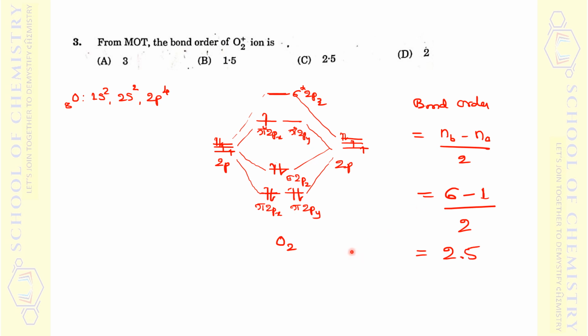Otherwise also, straight away this can be worked out. If you know that the bond order of oxygen molecule is 2, and to create the O2 plus species you are removing 1 electron from the pi star antibonding molecular orbital, then removal of 1 electron from an antibonding molecular orbital increases the bond order by 0.5. From that factor also you can answer that it is 2.5. Otherwise, if you want to do it systematically, you can do it in this way. Right? So option C is the correct answer for this question.